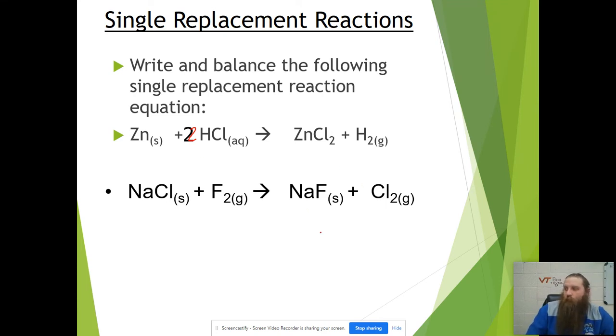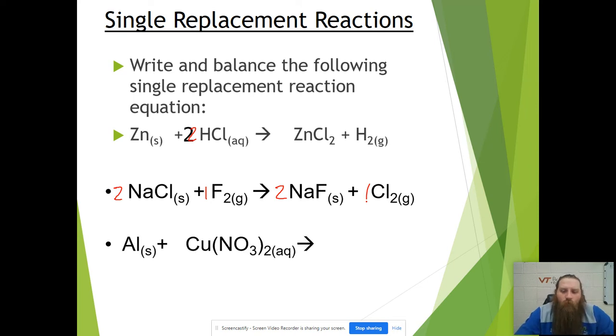I'm going to look at this and go, all right, well, I've got 2 chlorines. That gives me 2 sodiums. That gives me 2 fluorines. Hey, I'm good. There we go. All right. Now, we do want to be able to predict our products.